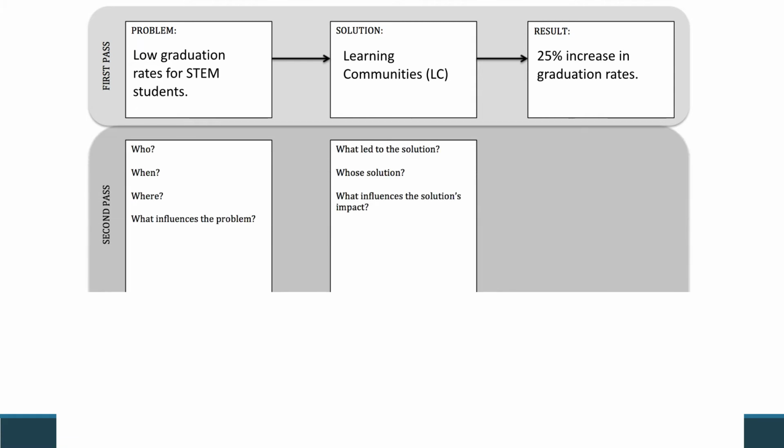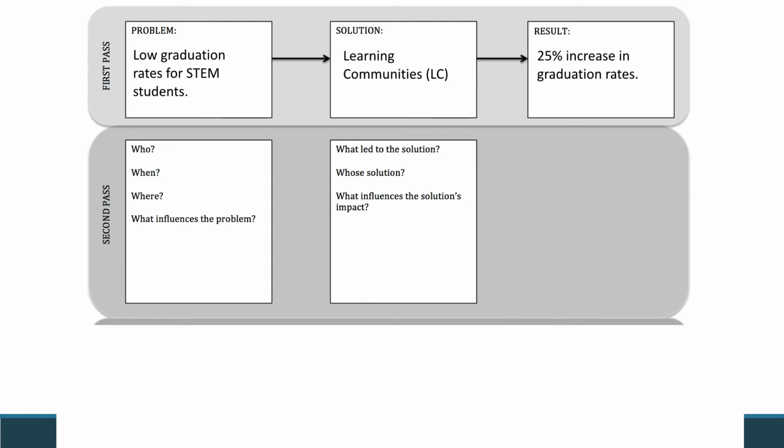Once the problem, solution, and results are identified, it's important to read or skim the passage a second time, looking for influences on the problem and solution. Influences contribute to understanding of other factors that play a role in the problem and solution. After our first pass, for example, we may be wondering why learning communities work. So, on our second pass through the reading, we look for the influences to the problem and how this links to the solution.